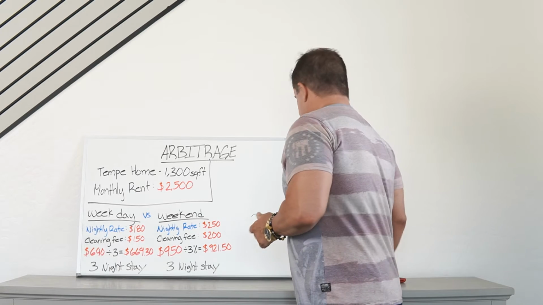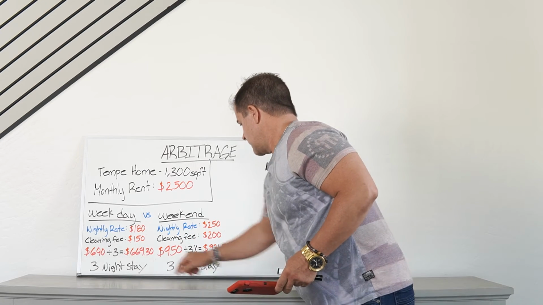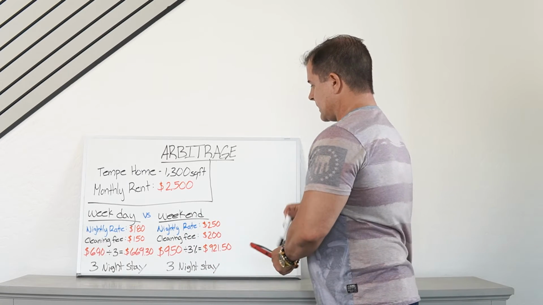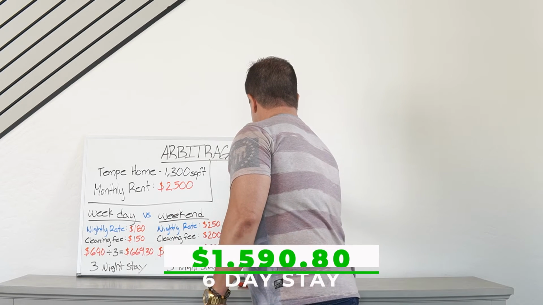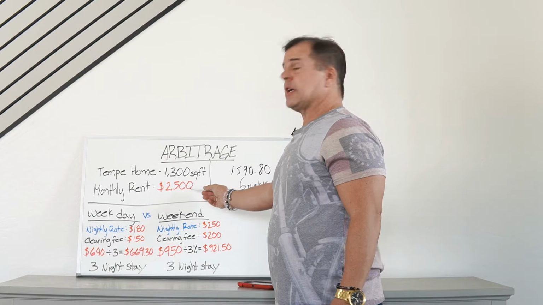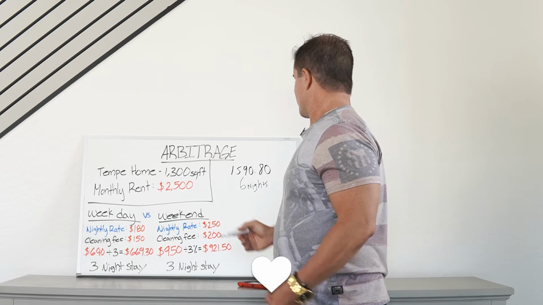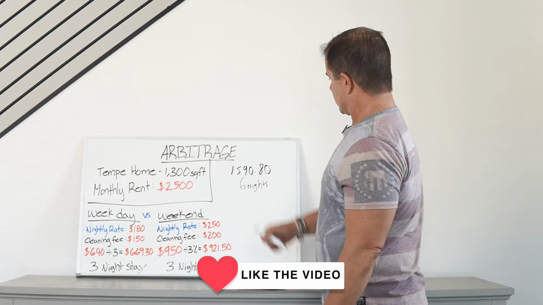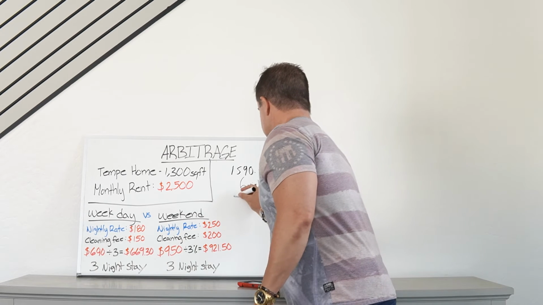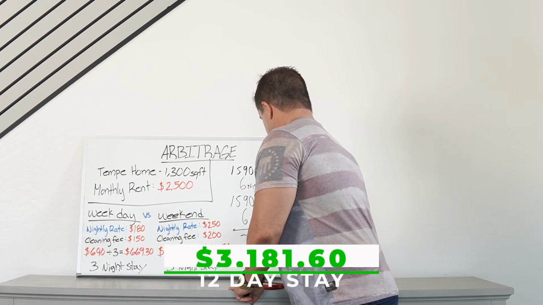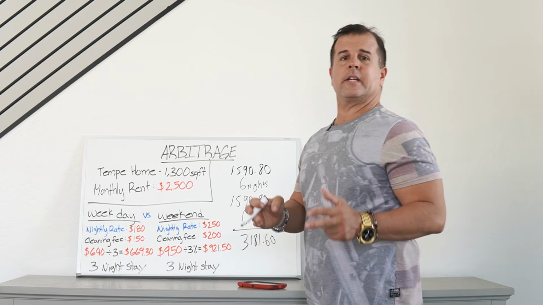So if we add these numbers up, guys, let's take the $669.30 and the $921.50. That gives you $1,590.80. That's only for 6 nights compared to a whole 30 days, $2,500. So I'm getting close to that number. Now let's say they stayed another 6 nights, 3 nights during the weekday, 3 nights on the weekend. So now you're already up to $3,181.60. So all I have to do is book 12 nights out of the month.